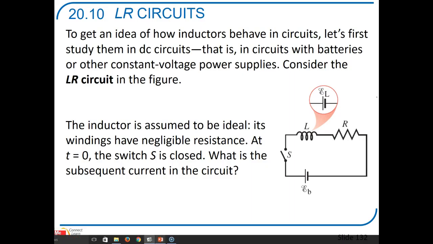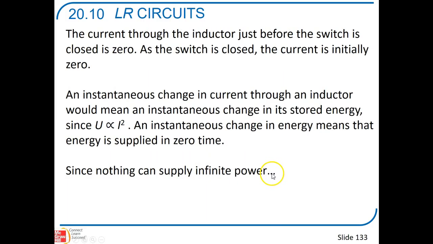So similar to a capacitor, remember, an inductor deals with current, capacitors deal with charge, and they store a potential. The inductor is assumed to be ideal. Its windings have negligible resistance. So at time 0, the switch is closed. They want to know what is the subsequent current in the circuit after a period of time.